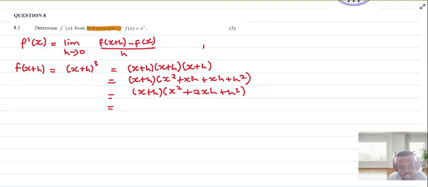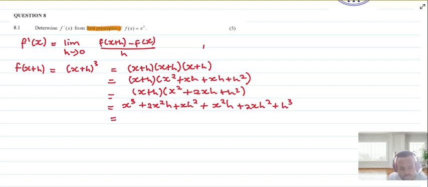So x times x becomes x cubed. x times 2xh becomes 2x squared h. x times h squared becomes xh squared. h times x squared becomes x squared h. h times 2xh becomes plus 2xh squared. Plus h cubed.